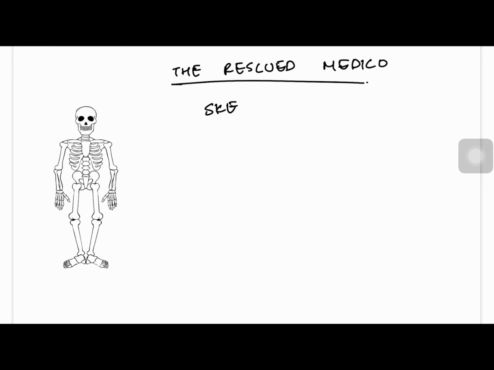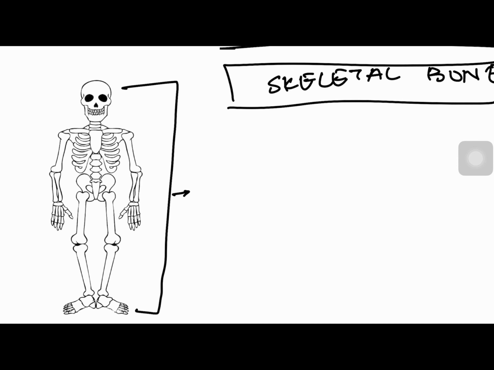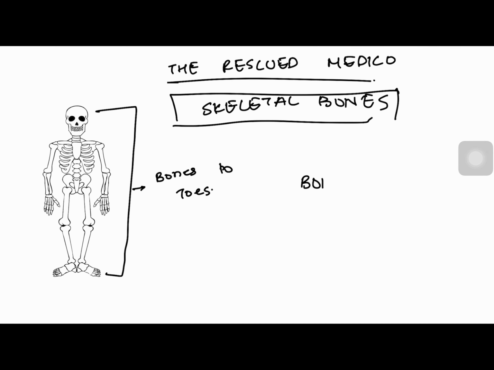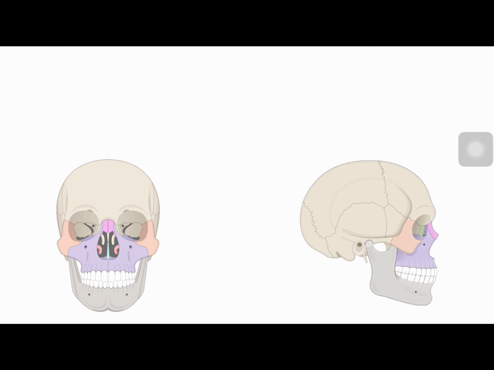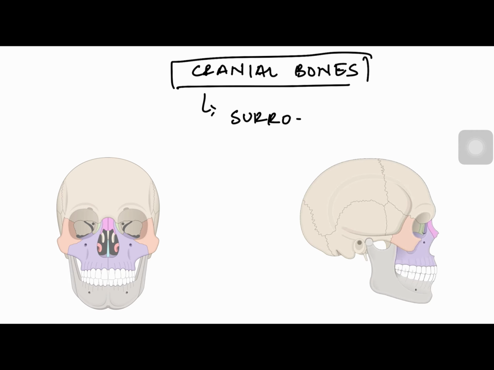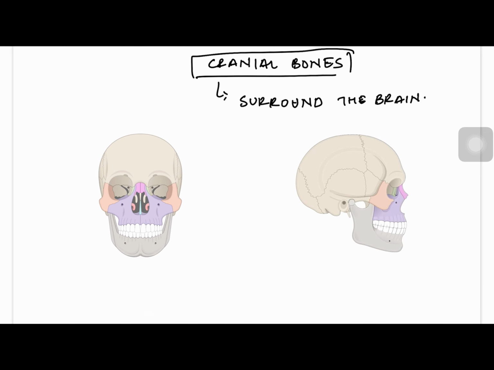I'm Rashil, and today we are going to discuss the skeletal bones from the skull to the toes. So, firstly, we will understand and study the bones of the head. Let's start from the cranial bones. Cranial bones are the bones which surround the brain and protect it from external damage.